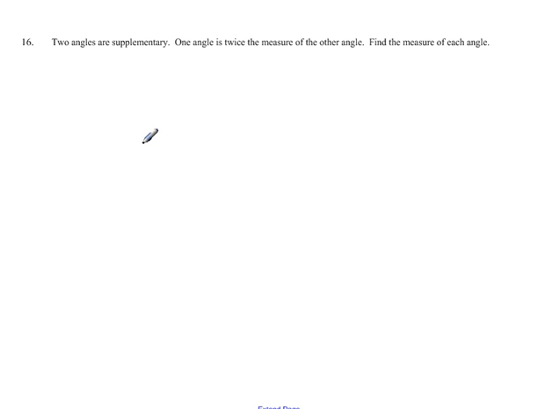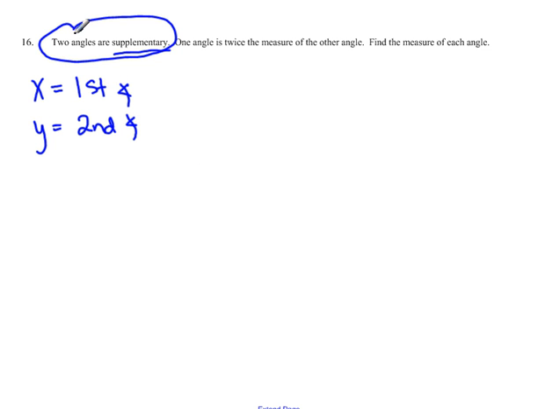Okay, continuing on with problem number 16. Two angles are supplementary. You need to remember what that vocabulary word means. Supplementary means the sum of two positive angles totaling 180 degrees. So I'm going to say X is the measure of the first angle and Y will represent the measure of the second angle. So that first sentence, by definition of the word supplementary, is X plus Y equals 180 because the sum of the two angles is 180 degrees.